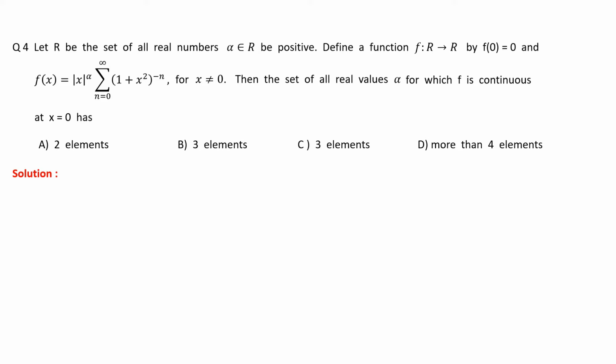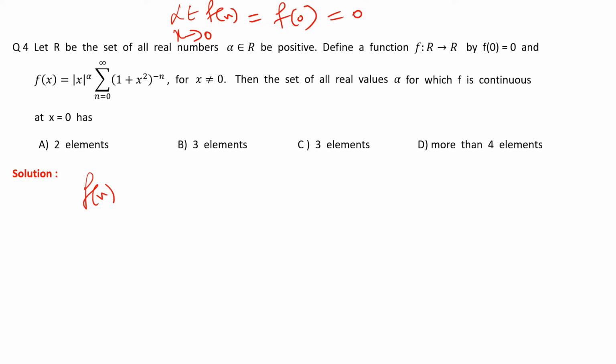Now students, we know that for a function to be continuous at a certain point, its limit at that point must be equal to its value at that point. That means for the function f of x to be continuous at 0, limit f of x, x tending to 0, should be equal to f of 0. And f of 0 is equal to 0. This is given to us. So that means limit f of x, x tending to 0, must come equal to 0.